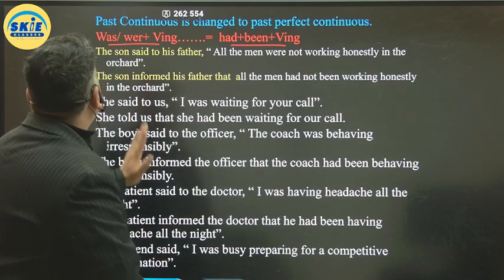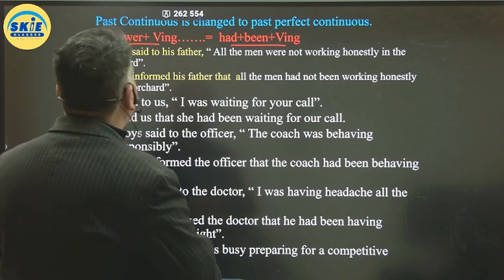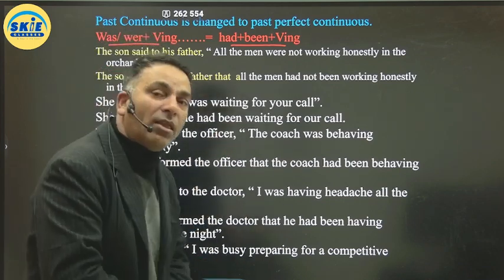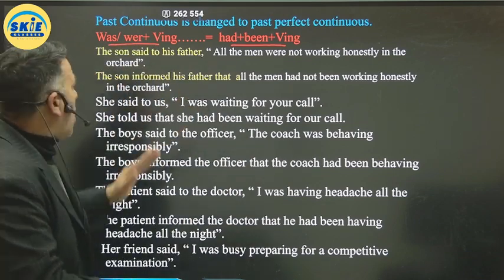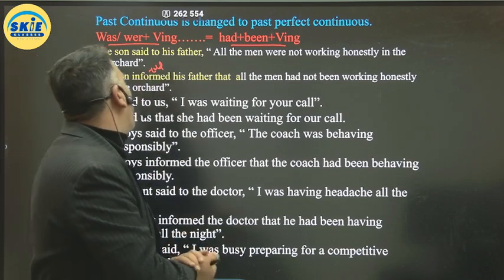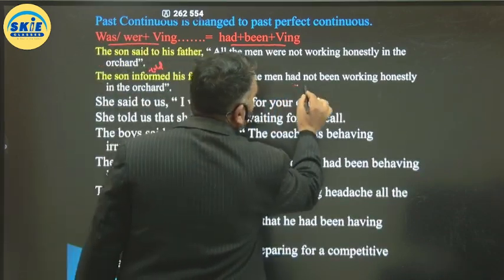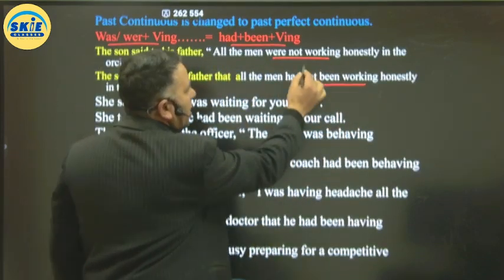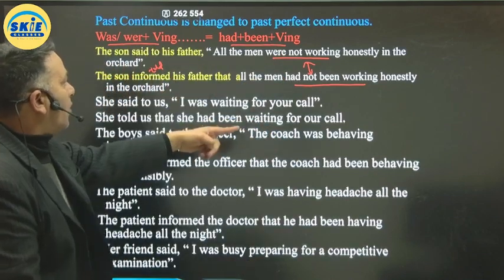For example, the son said to his father, all the men were not working honestly in the orchard. The son informed his father. Or you can simply, I repeat, you can simply say the son told his father that all the men had not been working honestly in the orchard. Here you have were not working, so it's changed like this. Were not working, had not been working.